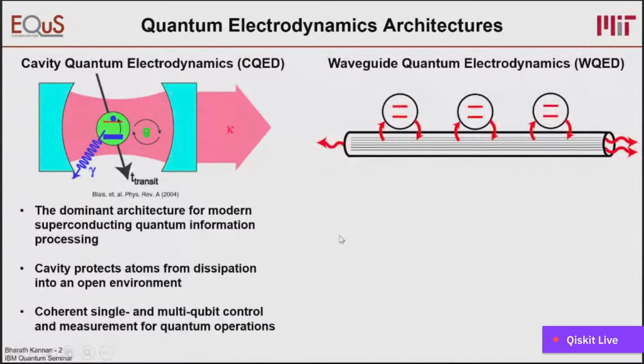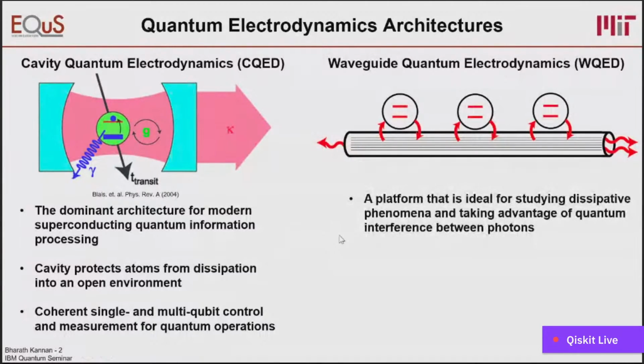Now, waveguide quantum electrodynamics contrasts quite nicely to cavity QED, in the sense that as opposed to trying to protect your qubit or atom from dissipation, the qubits are instead directly coupled to an open environment, that being the waveguide. And as a result, this is a platform that is potentially ideal for studying dissipative phenomena, as well as being able to take advantage of quantum interference between photons in the waveguide to do certain tasks, which we'll see later in the talk.